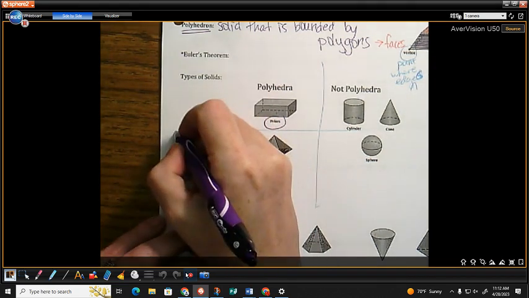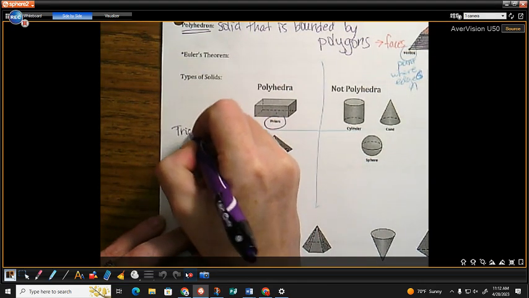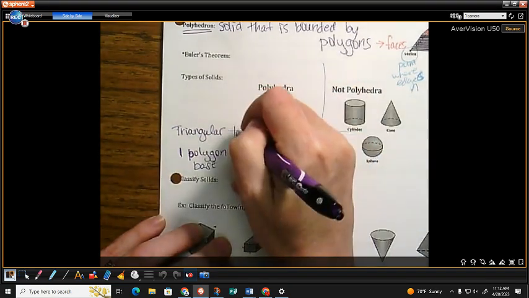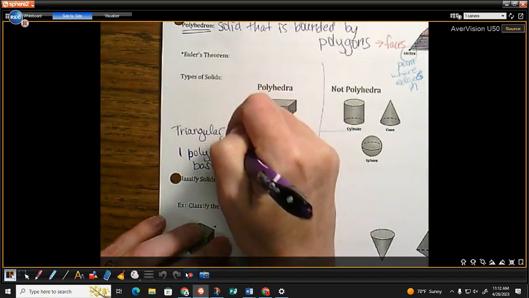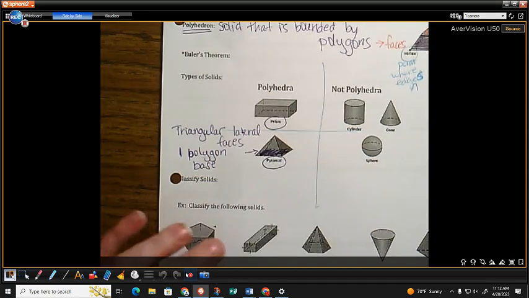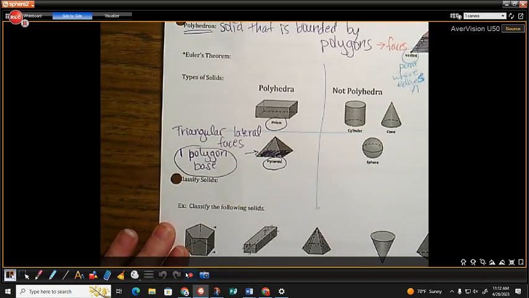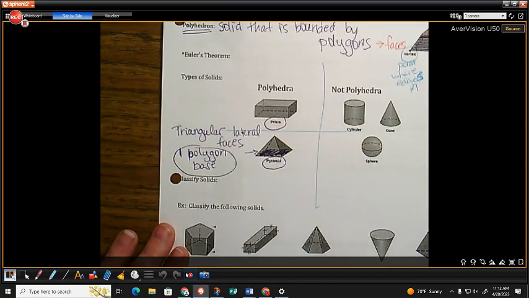And so then it has triangular faces, and those are called lateral faces or side faces, or you can just call them plain faces. But sometimes saying lateral helps you distinguish them from the face that is called the base. Because a base is a face. It's just the special one that can be any polygon, whereas all the other ones have to be triangles.